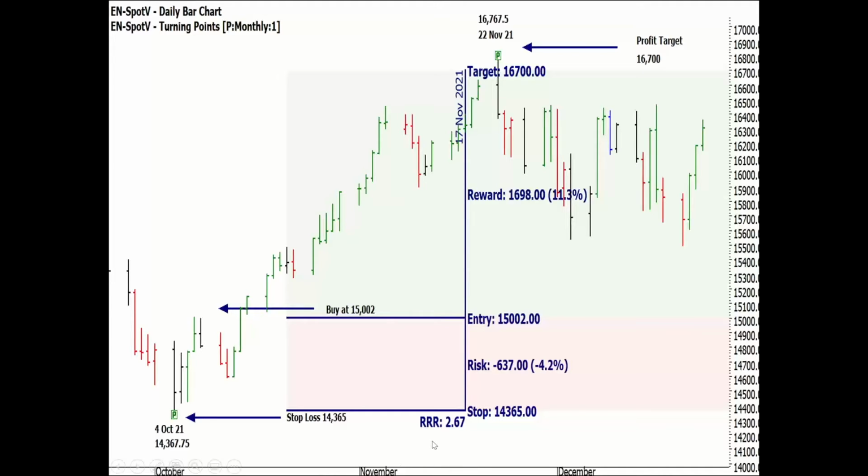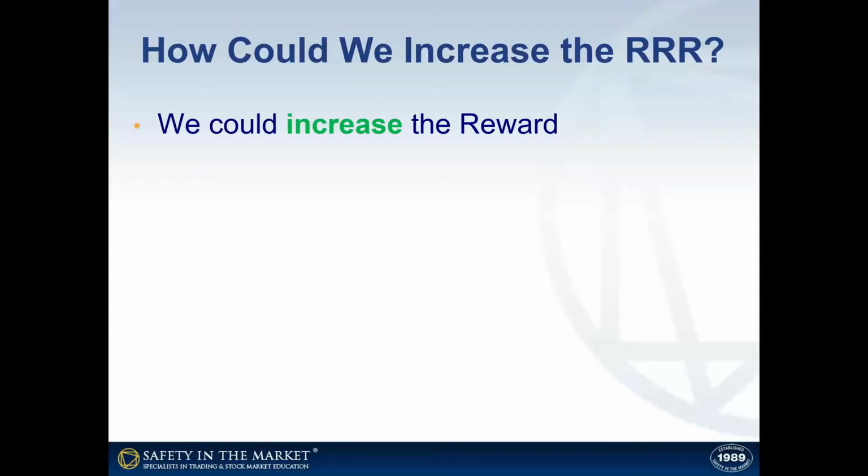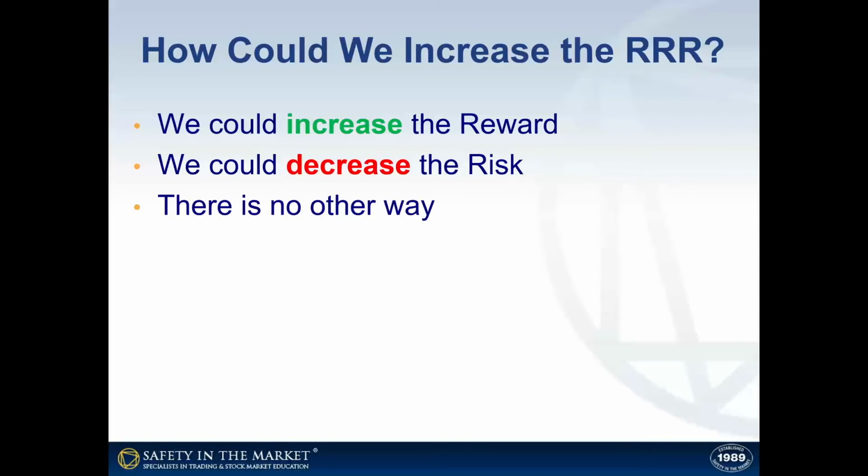If we want to increase this reward to risk ratio, think about your reward, think about your risk. What can you do to either of those to increase the reward to risk ratio? The first thing that you could do is increase the reward on the trade. So you could target a bigger and longer move in the market. Secondly, you could look to decrease the risk on the trade by getting in earlier. But they are the only two things. There's no other way that you can increase the reward to risk ratio. You've got to do one of these two things. You can increase the reward or you can decrease the risk.